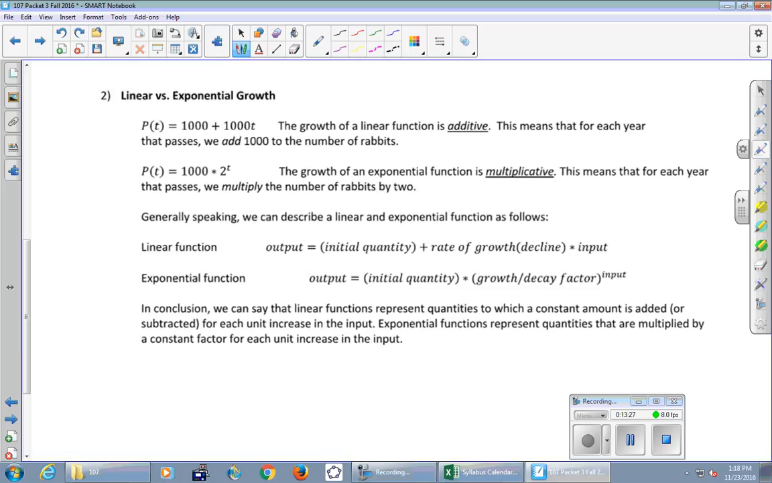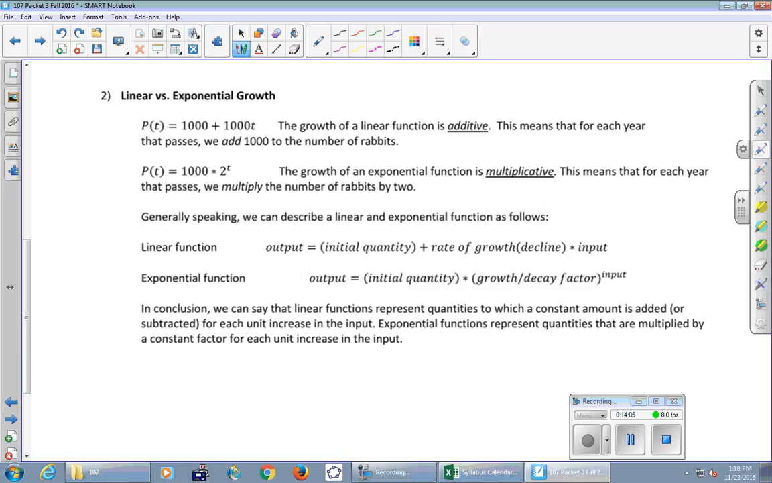And if you just look in that row in your rabbit table, you kept multiplying by what? So you get one number to the next. In the second rabbit table, multiplied by what number to just go across the bottom row there for the rabbits? It started as 1,000, and then it was 2,000, 4,000, 8,000, 16,000. Times what every time? Times 2. 1,000, 2,000, 4,000, 8,000, 16,000. So the growth of an exponential function is multiplicative, meaning for each year that passes, we multiply the number of rabbits by the same thing. In this case, it's 2.